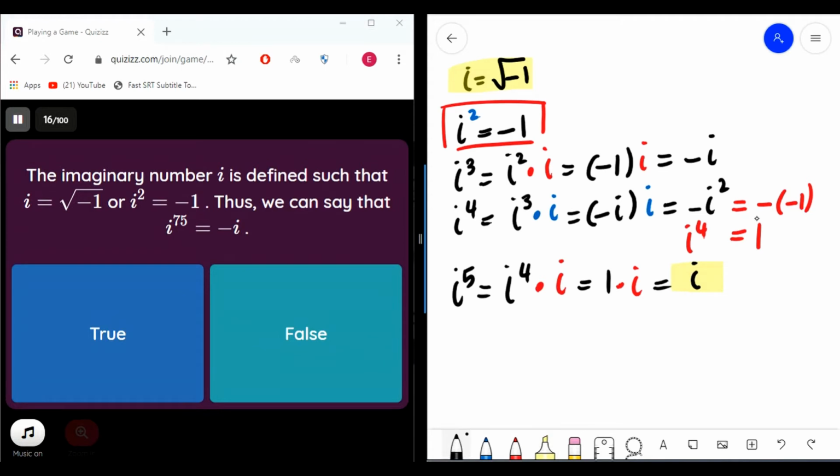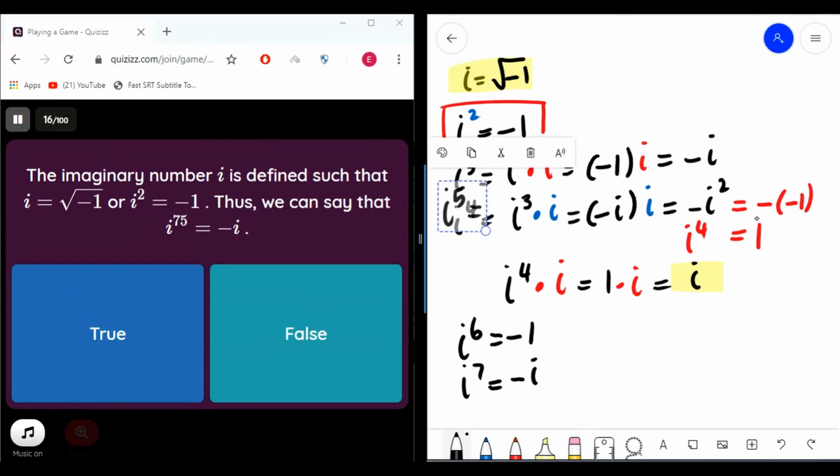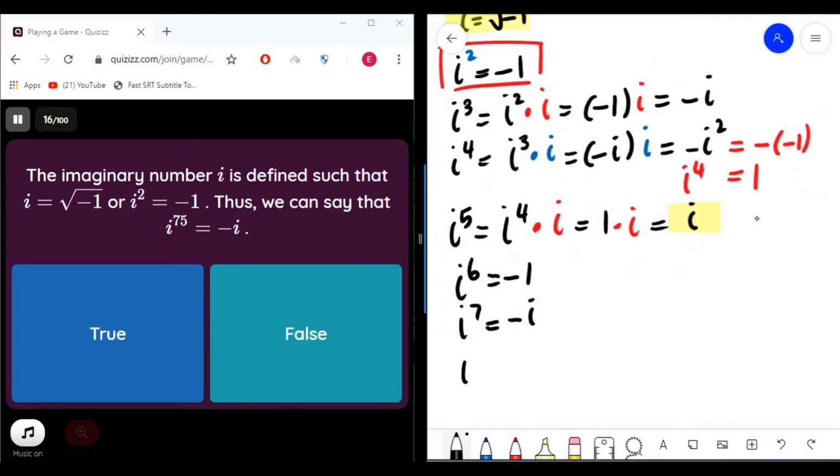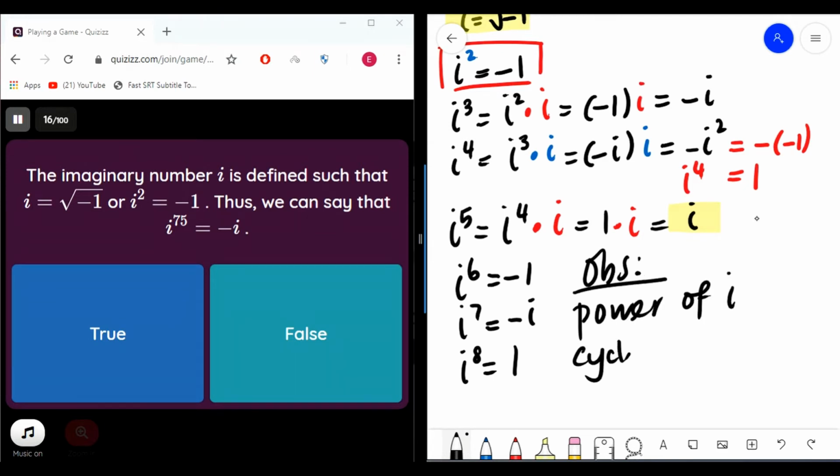I will just tell you, I to the 6 will be equal to I squared, which is negative 1. I to the 7 will be equal to I cubed, which is negative I. And I to the 8 will be equal to I to the 4th, which is 1. From observation, we can see that the power of I will cycle through I, then negative 1, then negative I, then lastly 1. Okay? Then now we come back to the question.